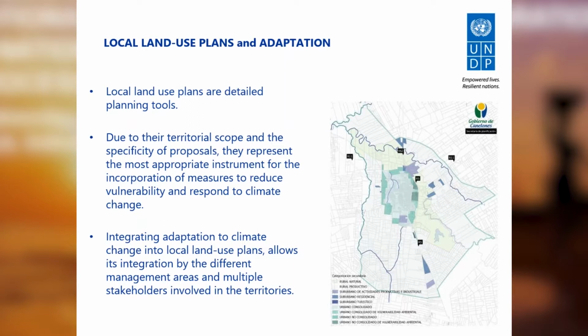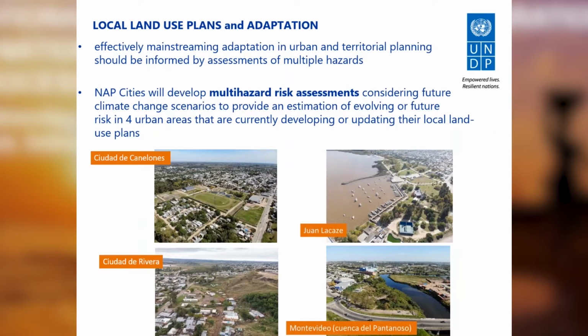But how can we mainstream climate change into the local plans? To effectively mainstream adaptation in urban and territorial planning, it should be informed by assessment of multiple hazards. For that purpose, the NAP Cities project will develop multi-hazard risk assessments considering future climate change scenarios to provide an estimation of evolving or future risk in 4 urban areas that are currently developing or updating their local land use plans. These urban areas are presented in the slide and are the city of Canelones, the city of Rivera, the city of Juan Lacaze, and the Pantanoso Basin urban area inside Montevideo City, the capital of our country.